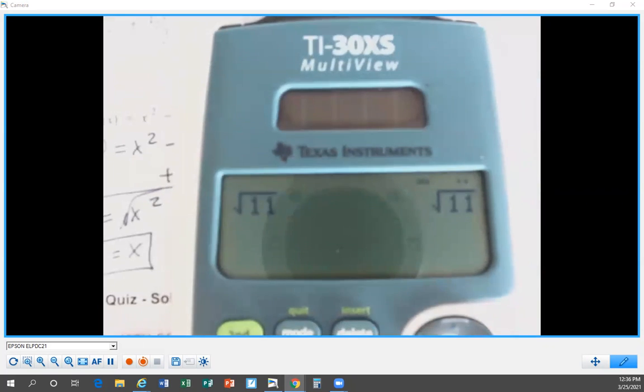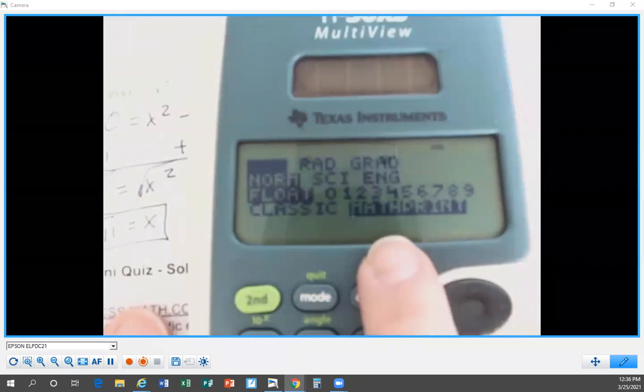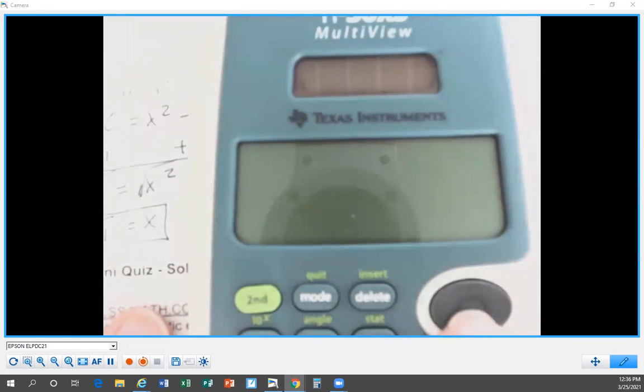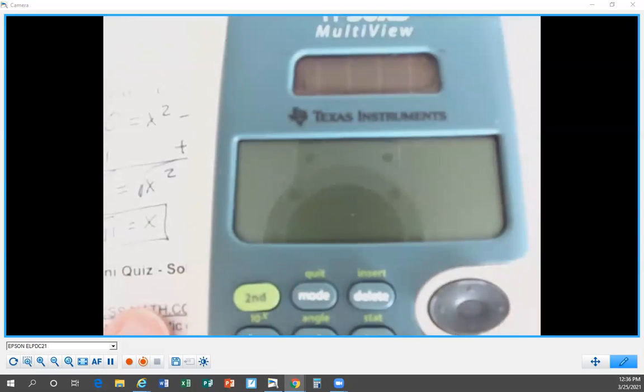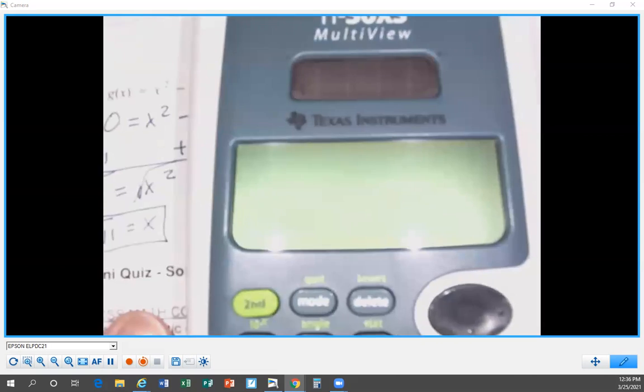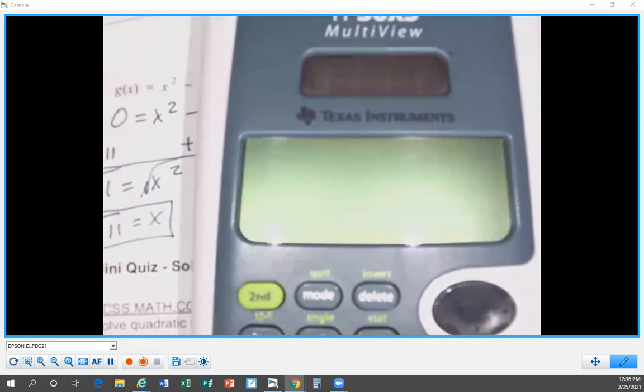Okay, oh, I have mine in math print mode, so I'm going to just press mode to get my decimal approximation. I'm going to take it out of math print mode and put it in classic. Oops. It's solar powered and it's not very bright in here, so that's fun.